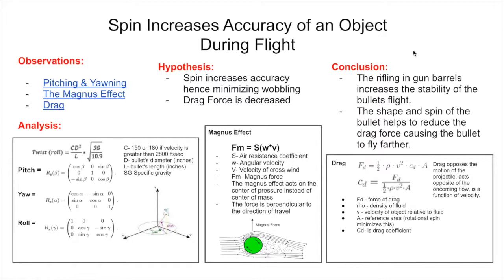So today we're going to discuss the spin of an object and how its accuracy is increased during flight. Our observations are going to be pitching and yawing, along with the Magnus effect and the drag. During our analysis, we'll discuss the factors that come into play when observing the moving object. These factors will point out the differences between a spinning or a non-spinning object in our hypothesis.